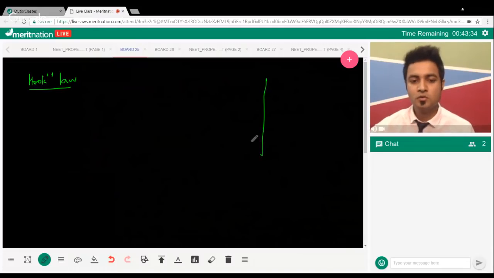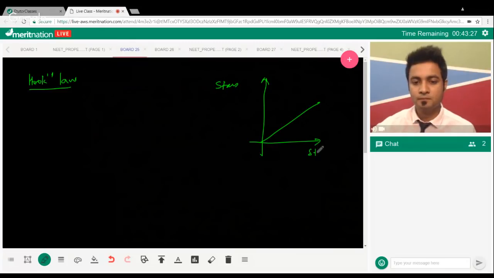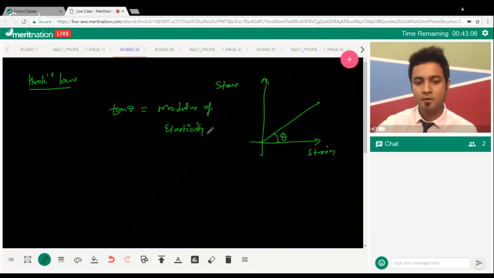Okay. So this is the Hooke's law, guys, where the stress and strain are directly proportional to each other. Means they are connected with the linear graph. And if I just talk about the slope here, so slope of this stress and strain curve tells me the modulus of elasticity. Okay, the tan theta, or you can say the slope, just tells us the modulus of the elasticity.